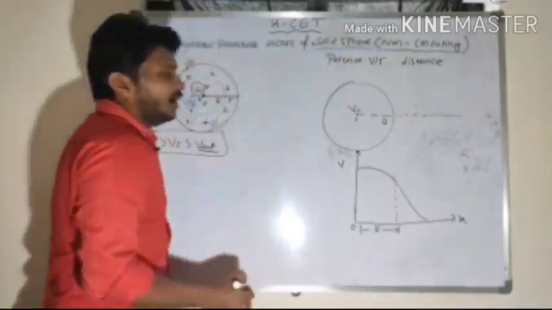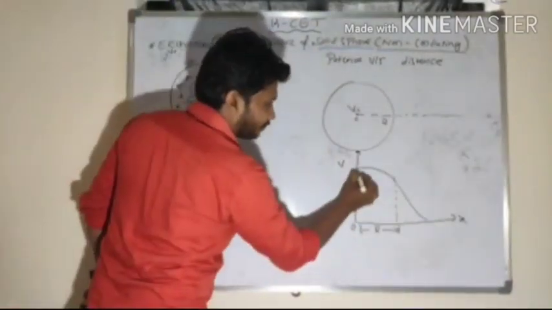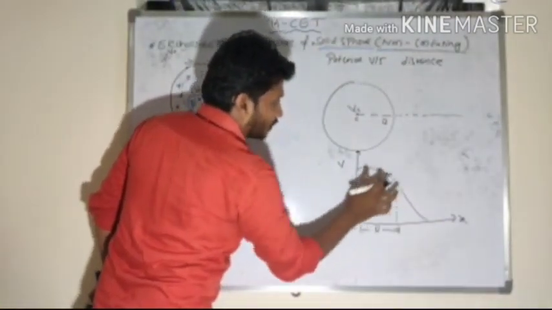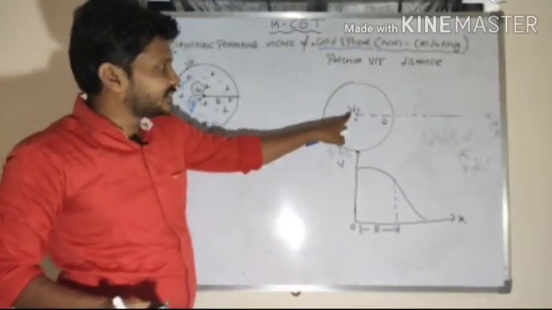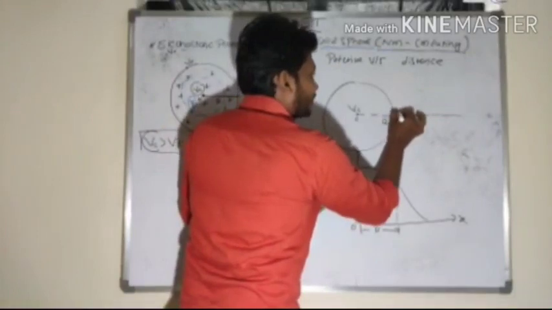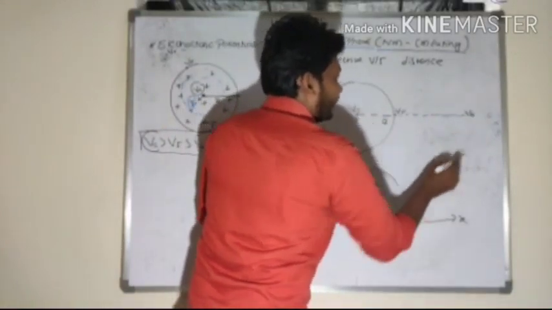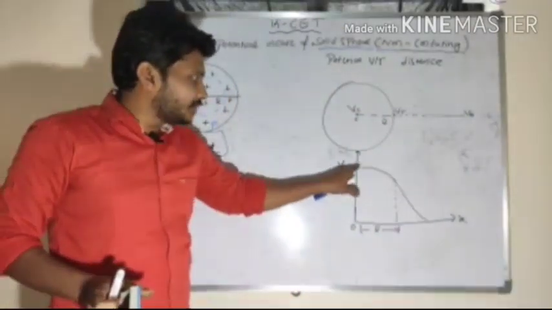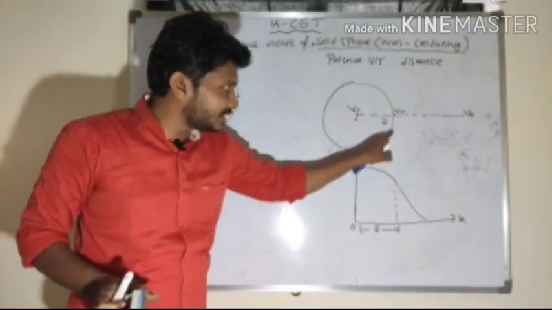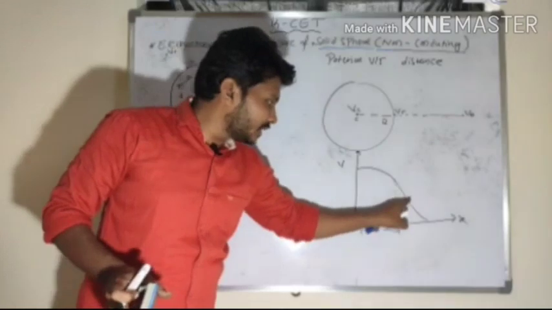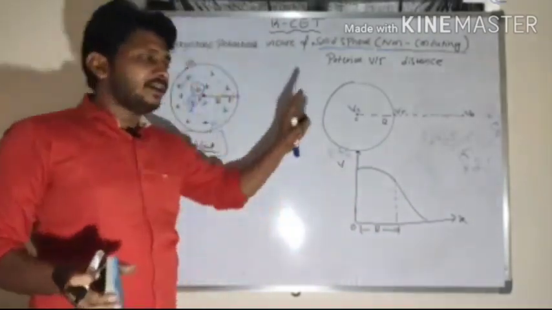So this is the nature of the graph for the solid sphere. In the case of a solid sphere, potential is maximum at the center as compared to the surface and outside. So V of C is maximum. As you move from the center of the sphere to the surface, its value decreases, and from the surface to outside, the V value decreases again.